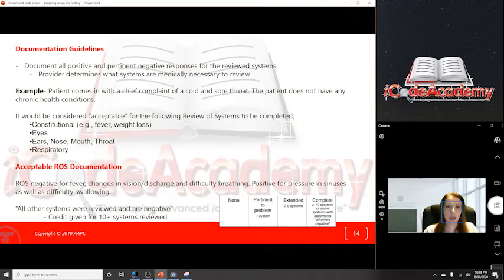So let's talk about the documentation guidelines. When the provider is documenting, and we are counting up the elements as far as review of systems, it is recommended that the providers document all positive and pertinent negative responses when they are asking these questions of the patient. Again, the extent of what review of systems elements are necessary is 100% up to the provider.